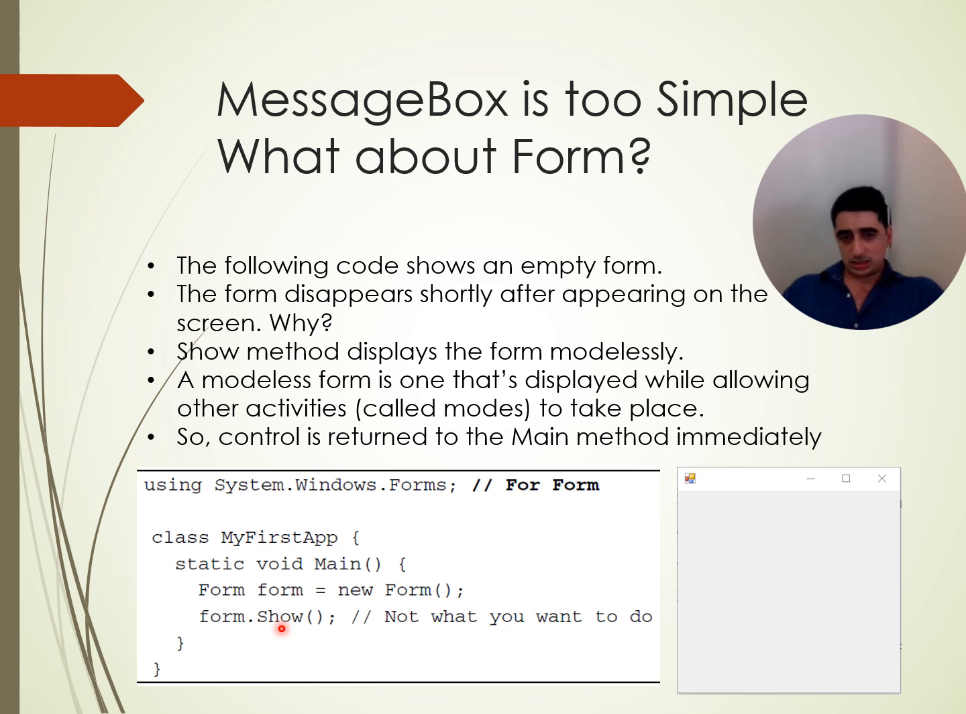When you write this program and run it, you will see that an empty form like this appears for a very short period of time, and then it disappears. Why? Because this Show will return the control back to the main method, and the main method does not wait for this Show to be ended by the user. The main will reach the last line and it terminates the whole program. That's why the form that is shown on the display will go away. You can try it. This Show method basically displays forms in a modeless fashion.